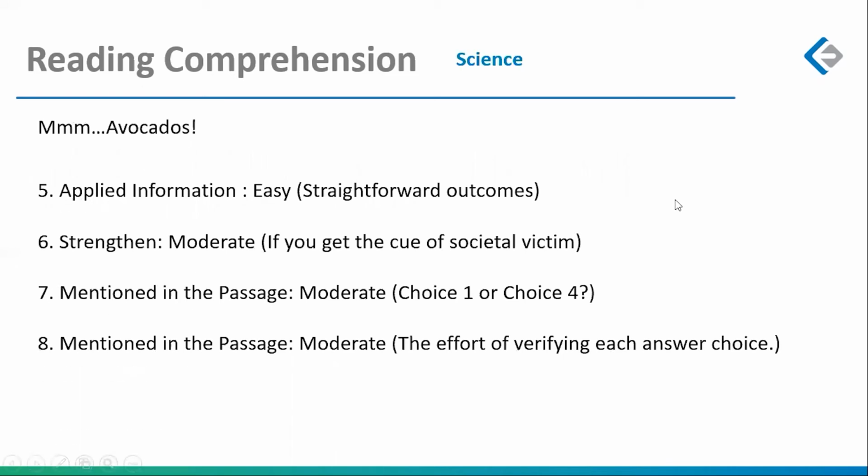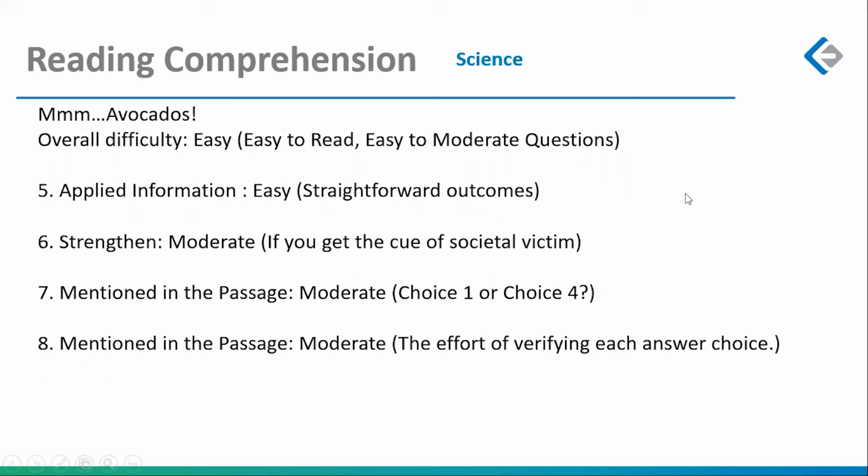Second passage was on avocados, the best passage, without a doubt, in this entire paper. Easy to read, very easy to moderate questions. There were two mentioned in the passage, out of which the only reason eighth is moderate is you'll have to literally go and verify each answer choice if you did not read the passage properly.